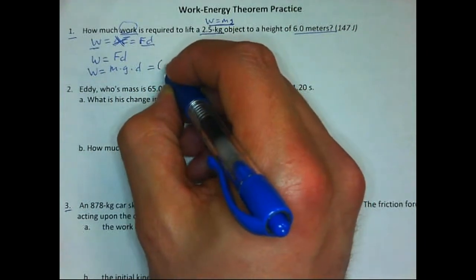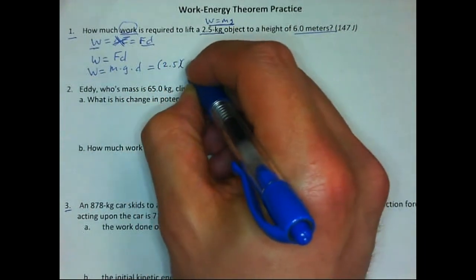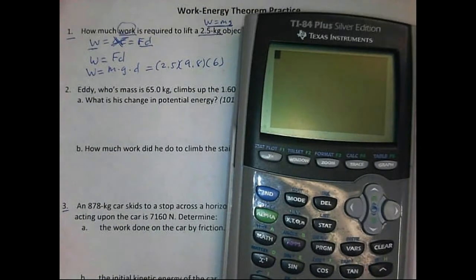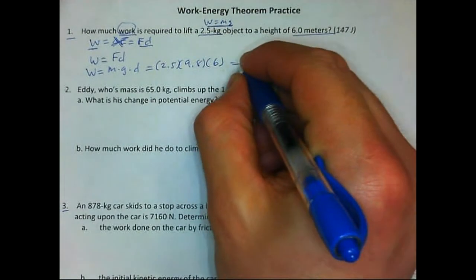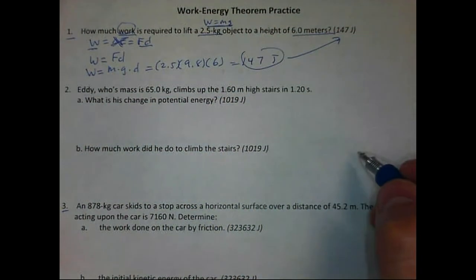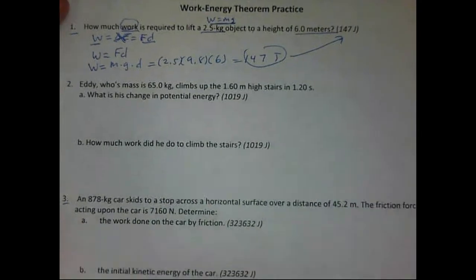So let's put in now, mass is 2.5, gravity is 9.8, and the distance is 6. And 2.5 times 9.8 times 6 will give you 147. Which is good because we got the right answer. Woohoo!